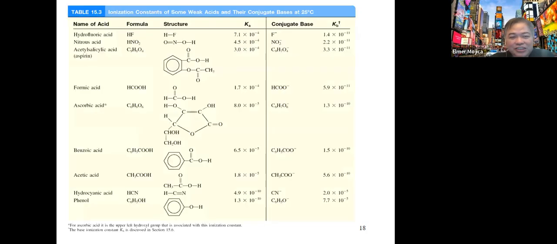So if I'm going to ask you here, which is stronger? Formic acid or acetic acid? Ano yung sagot nyo? Sige nga, type nyo. Style sa inyo. Sino unang nag-type? Susundin yung sagot doon.